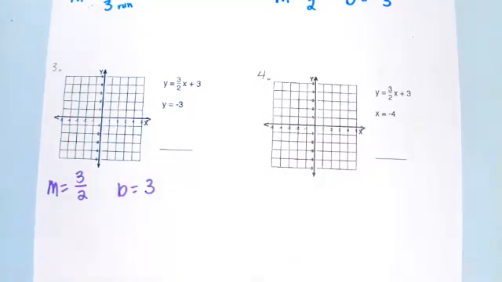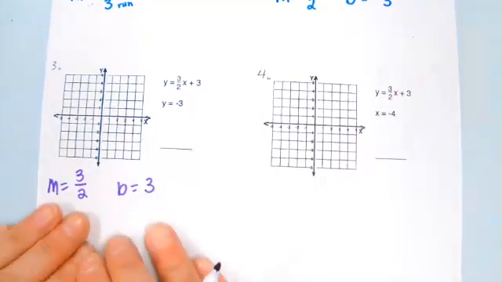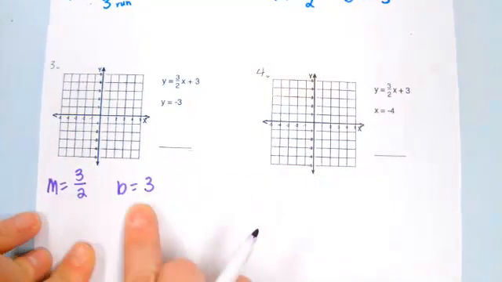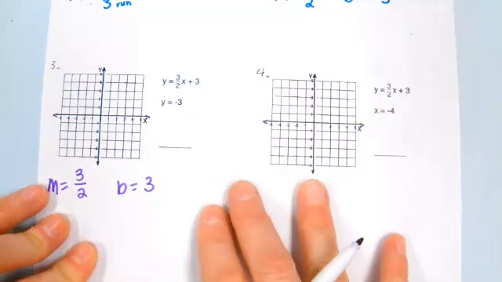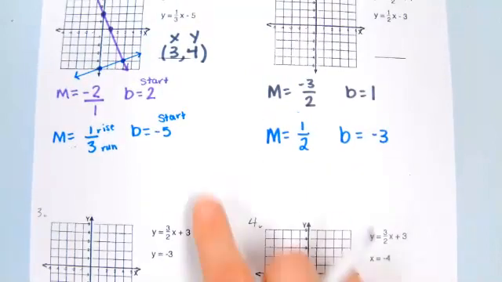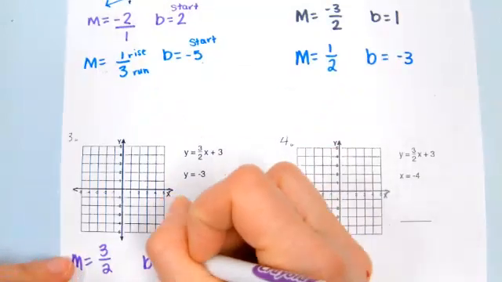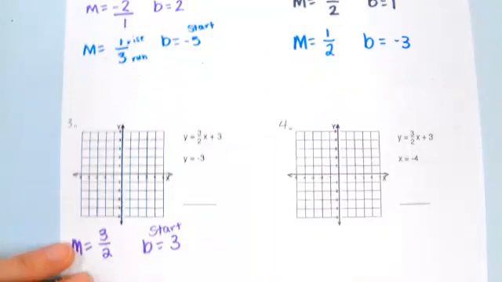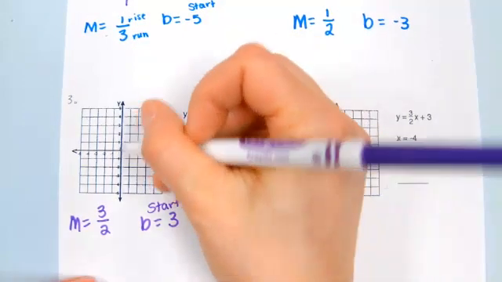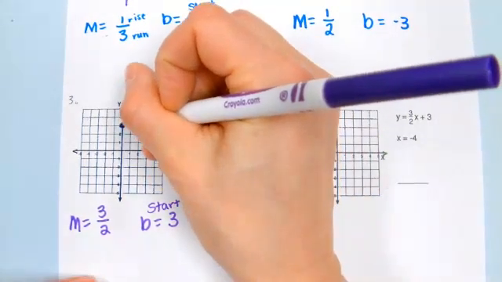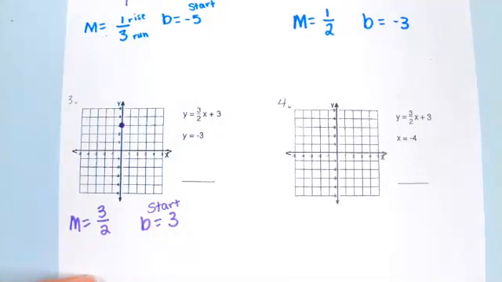Okay, let's put this first one on the graph. Remember, where do I start? Do I start at slope or do I start at y-intercept? If you're confused, you can look at your notes or look at what you've done up here. Oh, you've always started at y-intercept. Probably better start at y-intercept again. Okay, so here we go. We're going to start at positive 3, and I'm going to make a dot.